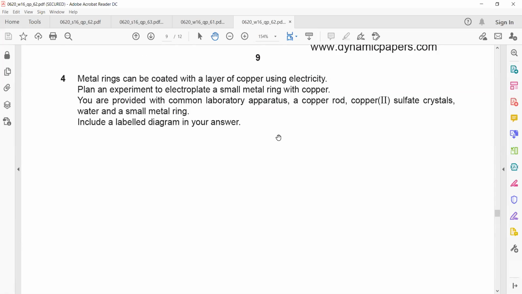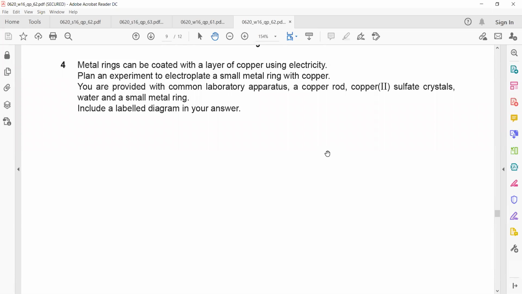In this, a metal ring can be coated with a layer of copper using electricity. Plan an experiment to electroplate a small metal ring with copper. You are provided with common lab apparatus, a copper rod, and a copper sulfate solution. Electrolysis. Yeah, we'll use electrolysis.